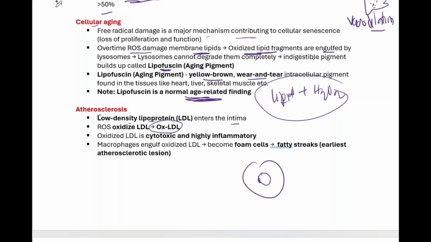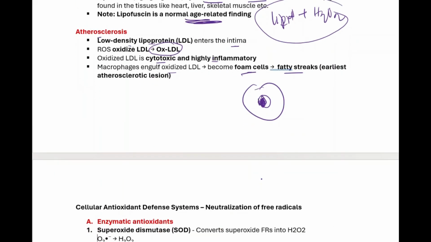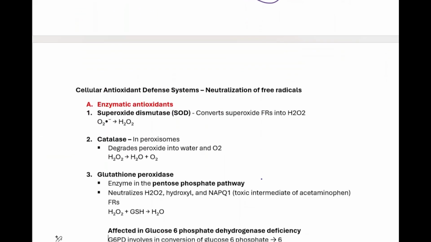So now we're going to form oxidized LDL. And this oxidized LDL, guess what? They are cytotoxic, they are toxic to the cell. They can stimulate inflammation, they are highly inflammatory. So now macrophages are going to engulf this oxidized LDL, and that's going to form foam cells. And then with time, they're going to form fatty streaks, and the fatty streak is the earliest atherosclerotic lesion that we see in the blood vessel. And then with time, they could form atheroma, and that could lead to blockage of the blood vessel. When we get to the cardiovascular system, we're going to have fun talking about the pathogenesis of atherosclerosis.